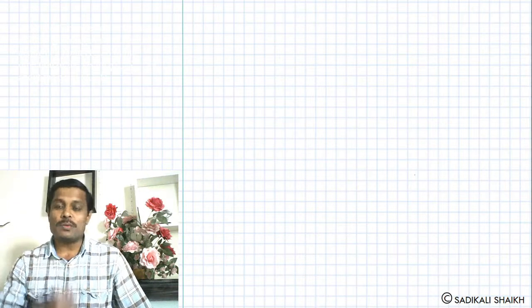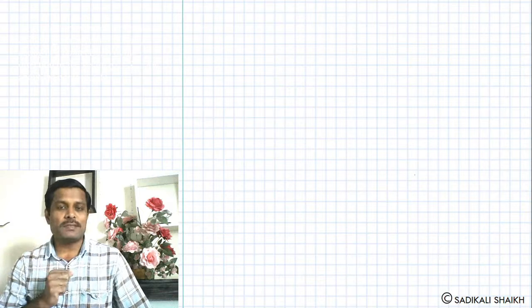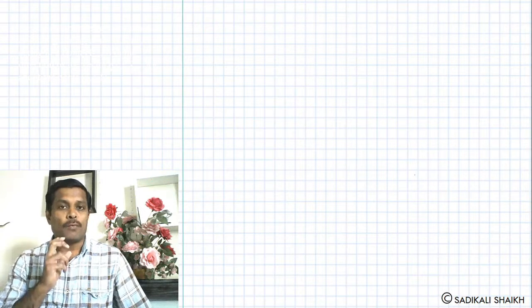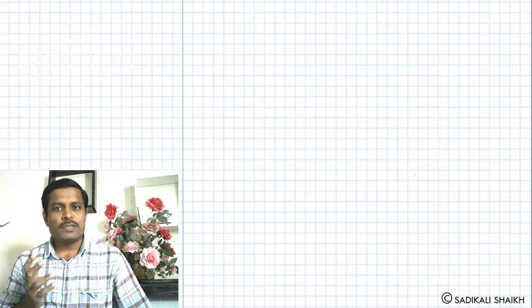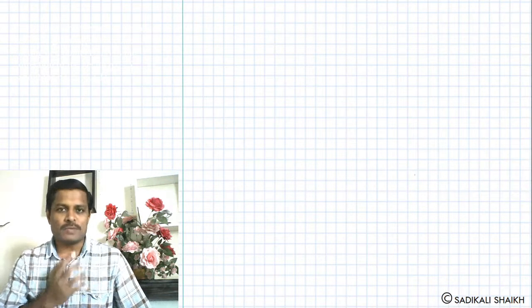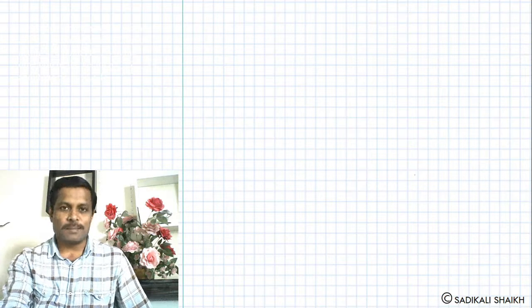Now we are going to see some examples on vector moments, couples, whose theory we have already studied. Now let us start with the first example.